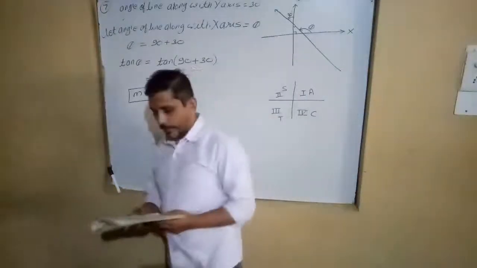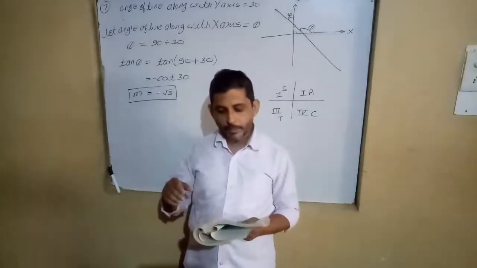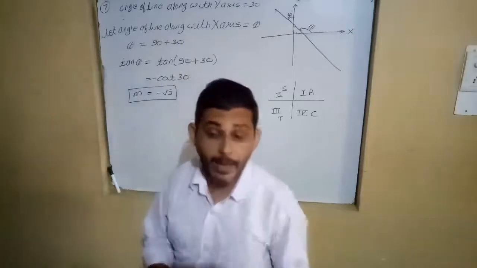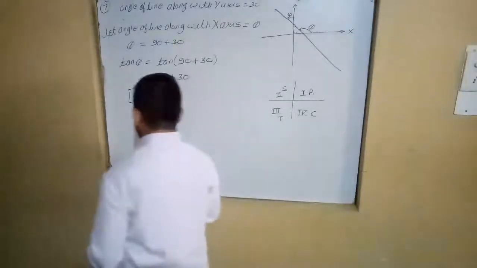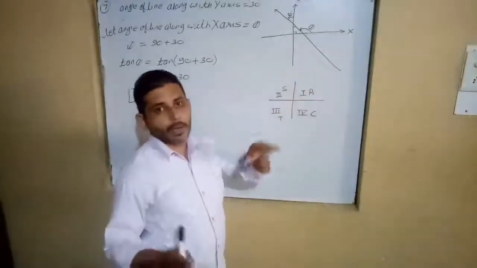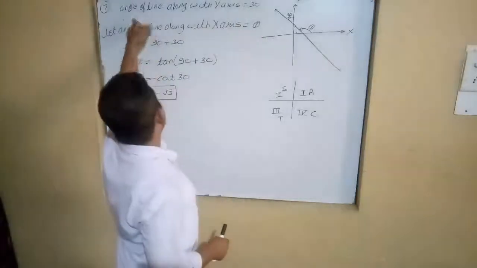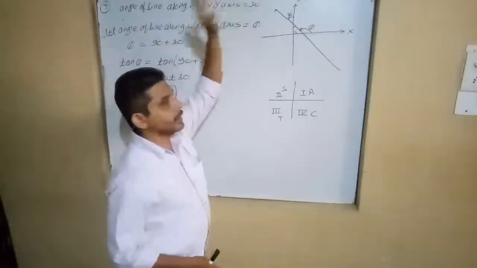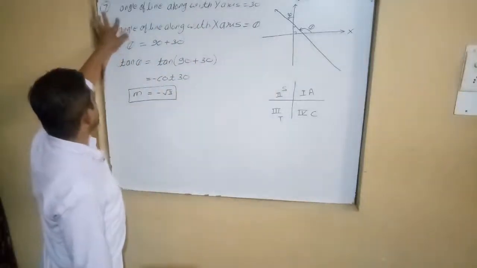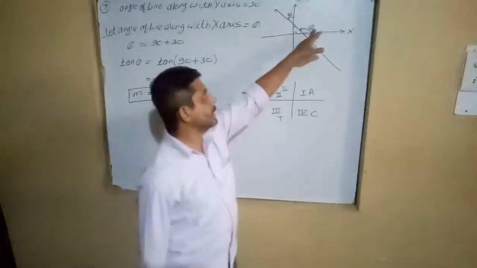Okay students, so look at the seventh question. Find the slope of the line which makes an angle of 30 degrees with the positive direction of the y-axis measured anti-clockwise. Generally we measure the angle of a line along the x-axis, but here in our question the angle of the line along the y-axis is given as 30 degrees. So first we let the angle of the line along the x-axis be equal to theta.